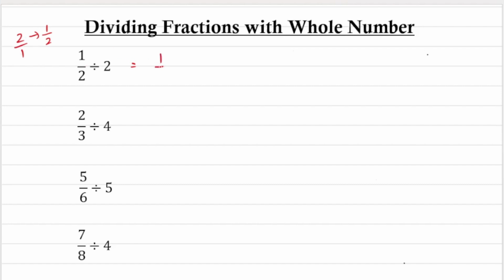So the first fraction remains the same. This division changes to multiplication. And what is the denominator of 2? It's 1. So the reciprocal will be 1 over 2. And now we just have to multiply the numerators with the numerators and the denominators with the denominators. So my answer is 1/4.